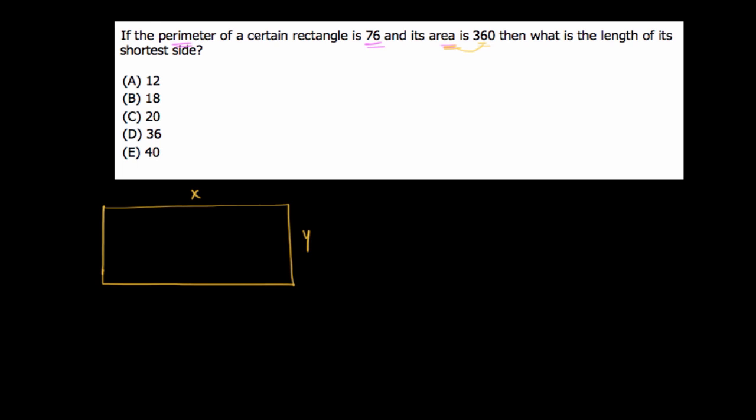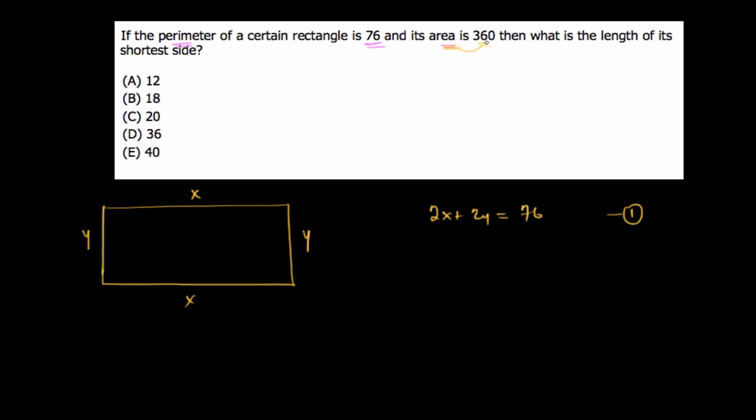So I'm told that the perimeter of a certain rectangle is 76. The perimeter of a rectangle, if this is x and this is y, is x plus x, which is 2x, plus 2y. So that is 2x plus 2y equals 76. That is what I know, so I'm going to call that equation 1.